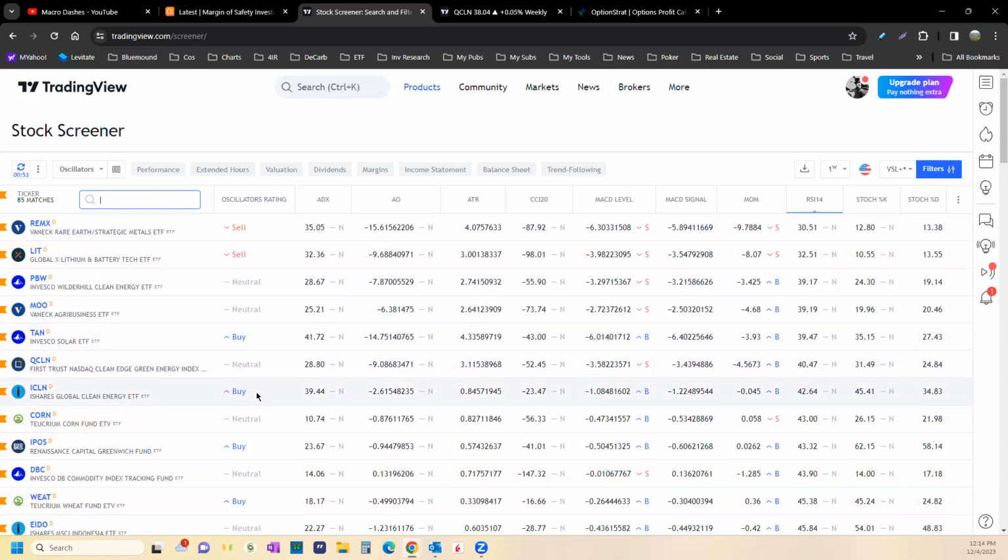iClean, Global Clean Energy, and this was a favorite of the younger generation a couple years ago. So I'm curious to see if they pile into this one again. And then Q Clean should be here. There you go, neutral for Q Clean, and this is the large cap clean energy. So this is more global, this is more large cap, this is more all cap, and then this is of course solar. So let's take a look at some of these charts.